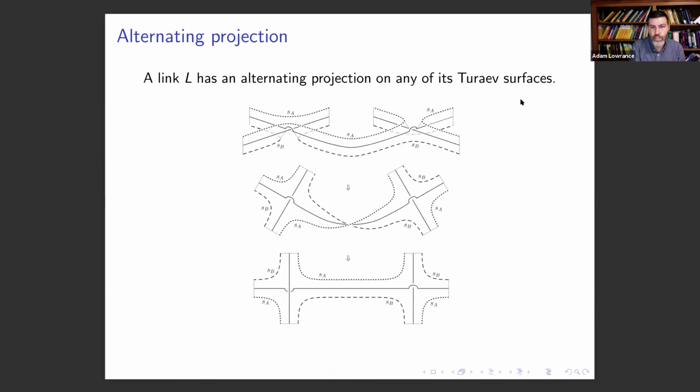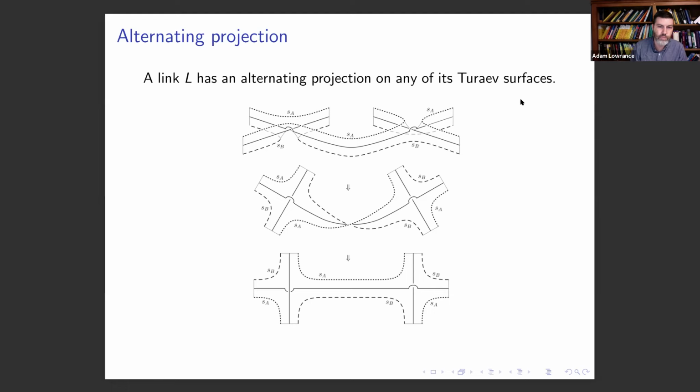Let's look at the surface just a little bit more. It turns out that any link has an alternating projection on any of its Turaev surfaces. So you have the link, and then you pick a diagram for the link, and then with that diagram, you construct the Turaev surface. And if you just look at the Turaev surface from one side, I guess it doesn't matter which side, and you follow the projection of the knot or the link on there that comes from that diagram, it's going to alternate on the surface.